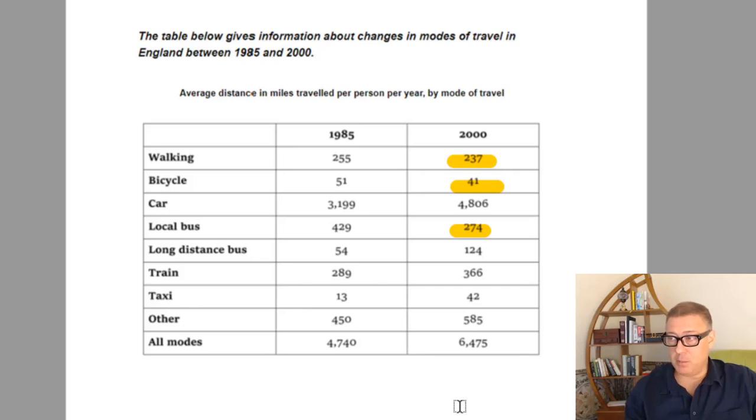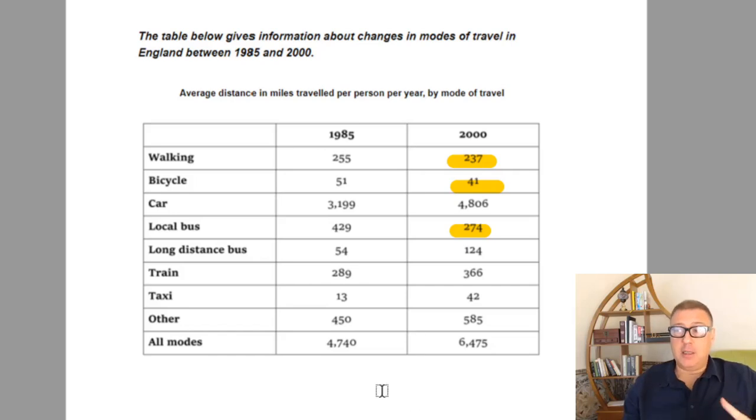So, okay, people are traveling more now than they were in the past, and there have been decreases in walking, travel by bicycle, and local bus. So that's essentially, there's our overview, finding these similarities. So overall, people are traveling more in the year 2000 than they were in 1985, and the distances traveled increased in all modes of travel mentioned, with the exceptions of walking, bicycle, and local bus, all of which decreased during the time period. There you go. There's your overview.